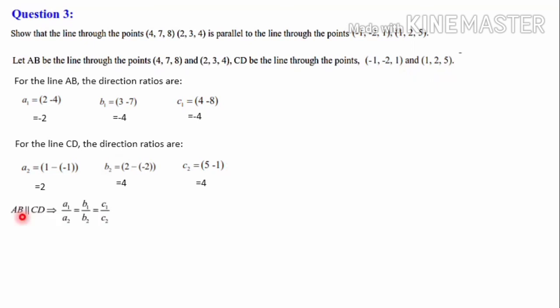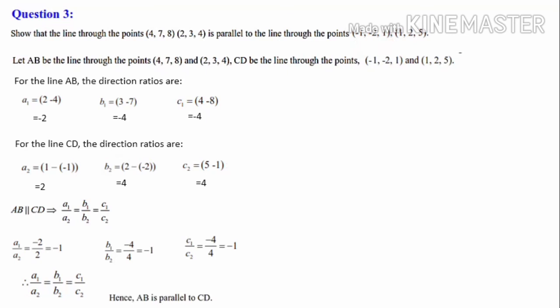So AB parallel to CD implies their direction ratios are in proportion: A1 by A2 equal to B1 by B2 equal to C1 by C2. Let's check it. A1 by A2, that is minus 2 by 2, that is minus 1. Then B1 by B2, minus 4 by 4, that is also minus 1. C1 by C2, minus 4 by 4, that is also minus 1. So all the ratios are same. We can conclude A1 by A2 equal to B1 by B2 equal to C1 by C2. Therefore, both the lines are parallel. Hence, AB is parallel to CD.